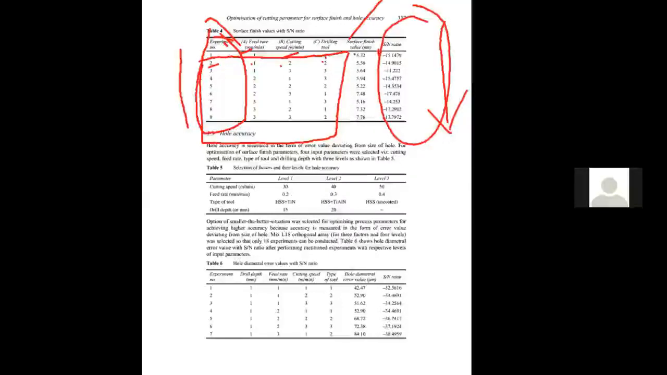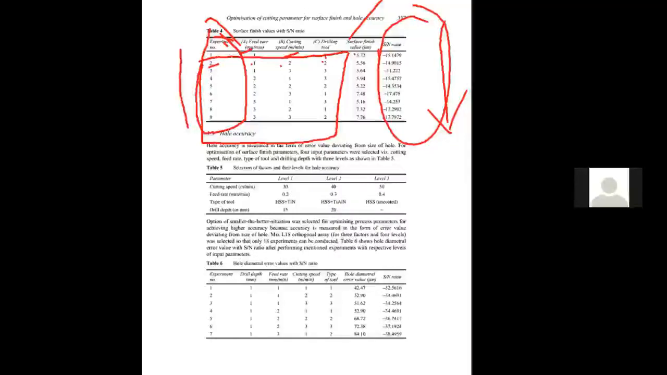Now similarly, I can perform more experiments: L9 array, L18 array, L21 array. It depends on your cost, time and availability. Suppose for the same factors and same levels, you can perform 9 experiments or 12 experiments. Performing 9 or 12 will be the decision of the particular researcher based on time, cost, everything.